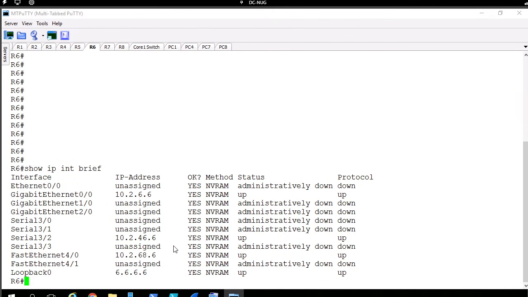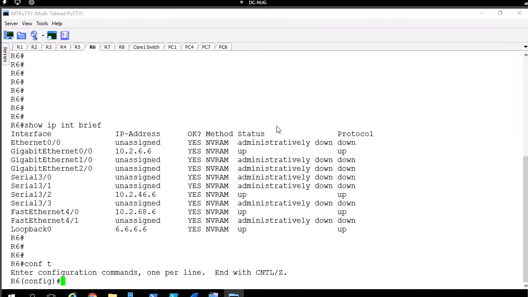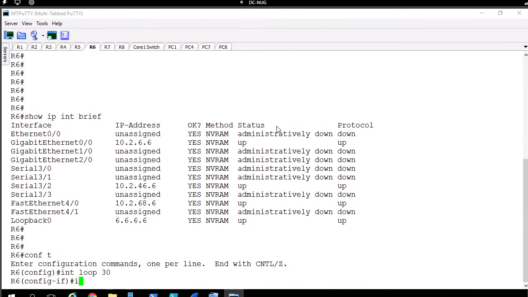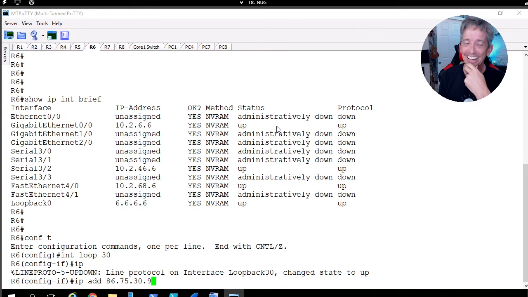And I'm just going to use another loopback address because they're free, and I can just configure the IP addresses on them. So we'll go to configuration mode, interface loopback, and we'll call this loopback 30, and we'll give it the IP address 86753099. And if you're wondering why I chose that address, Tommy Two-Tone from the 80s. Anyway, little inside chuckle there.